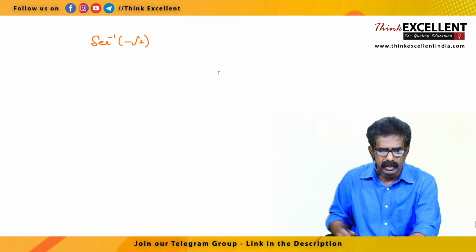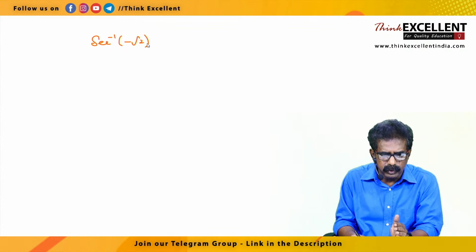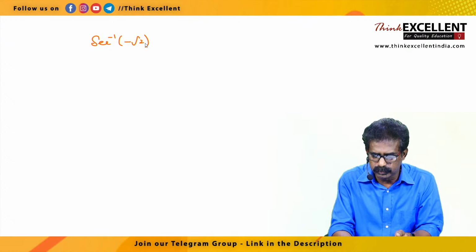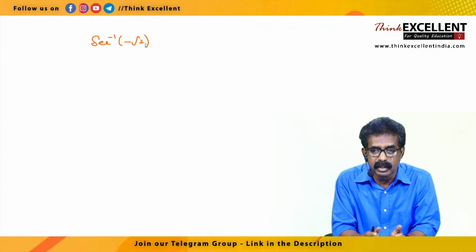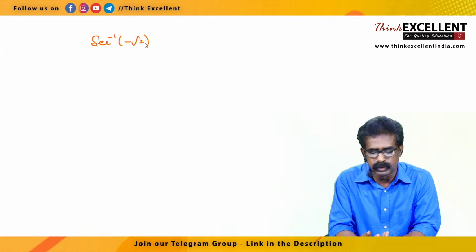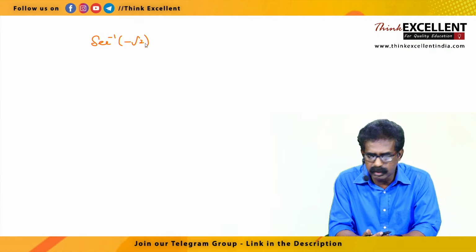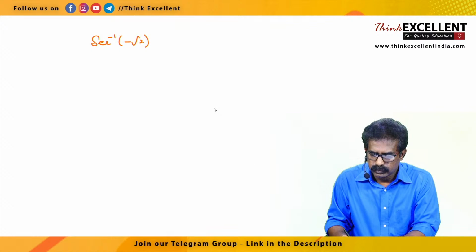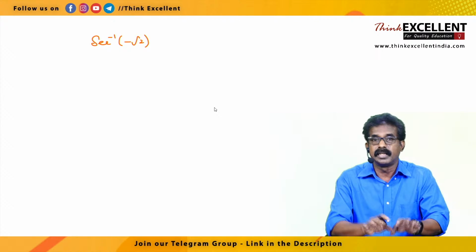Okay, now please listen. These few properties we discussed, right? Based on that, try to answer this one question. Secant inverse minus root 2. After this I am going to give some very important instructions about what we do next. So try to find out the answer for this secant inverse minus root 2. Only few properties we discussed now, and based on that you can do this question.